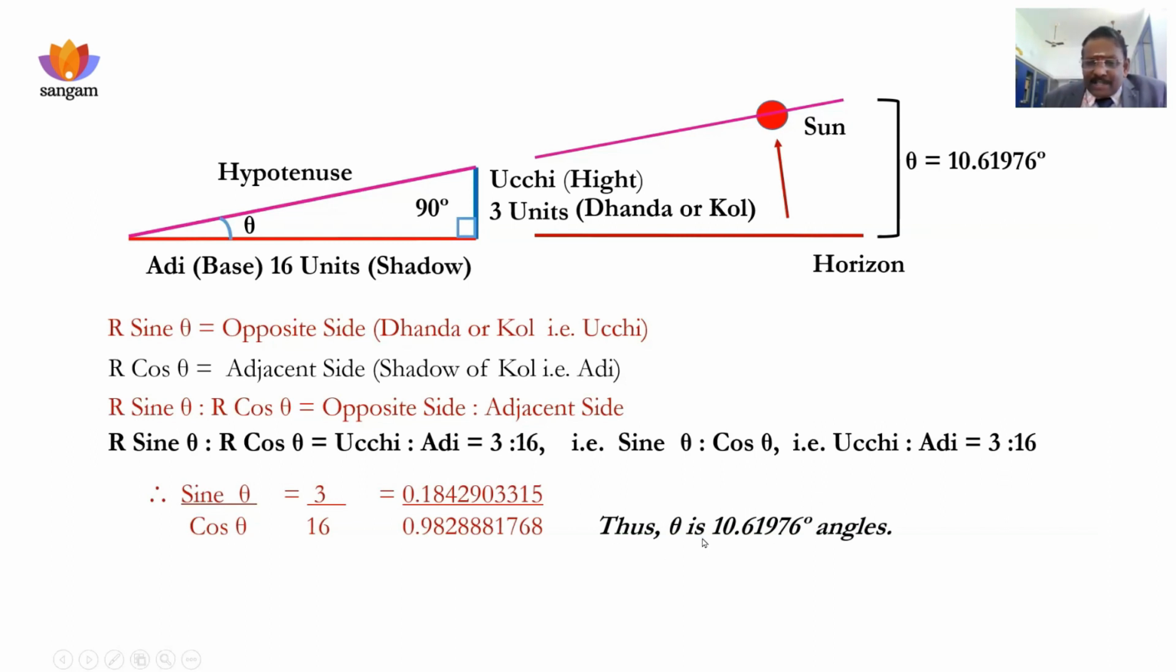At that time, the theta value is 10.61976 degrees. If you calculate the sin theta value for this angle, it will be this. And the cos theta value for this angle is this. This is 3 times, this is 16 times. If we divide this value by 3 and multiply by 16, it will give this value. So the theta value is 10.61976 degrees. So at the time of Kumbhabhisheka, the sun rises from the horizon in the east by 10.61976 degrees. See, this much calculation is there in just one line.